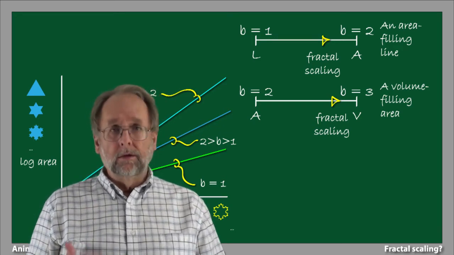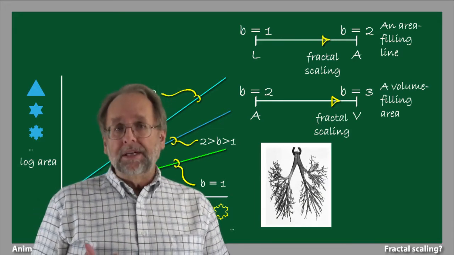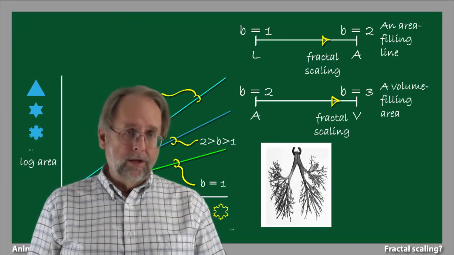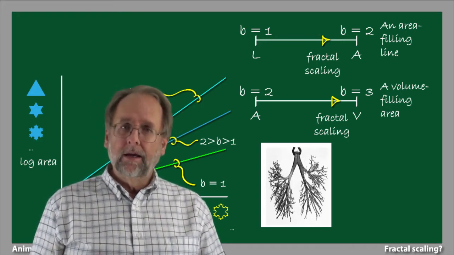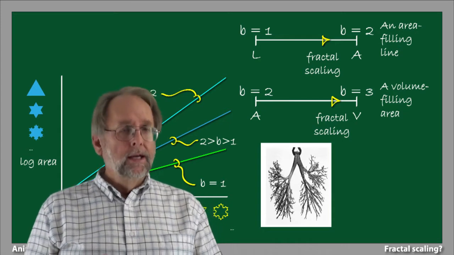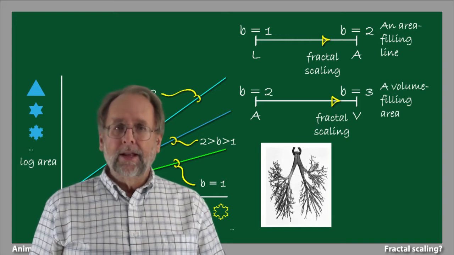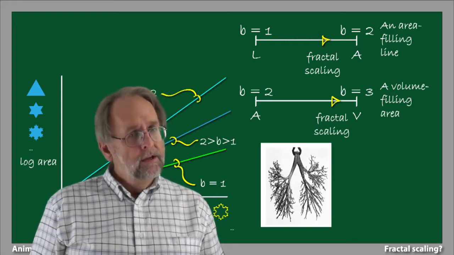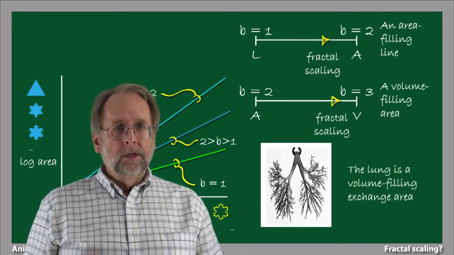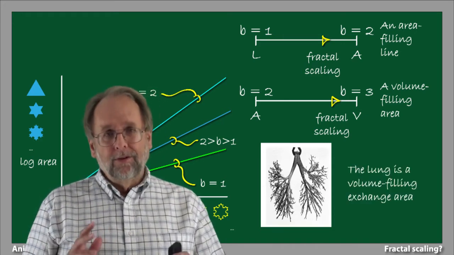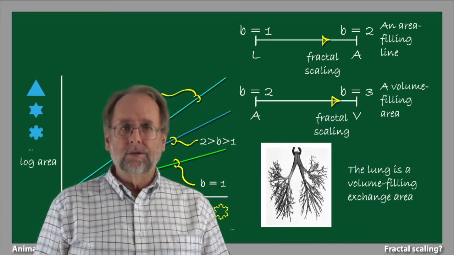Now, if we look at a lung, here's a photograph of a resin cast of the airways of a lung, we see that there seems to be fractal scaling going on here. The lung's airways divide into ever finer and ever more numerous passageways, each of them terminating in one of the several 100 million alveoli that serve as the exchange surfaces for respiratory gases across the lung. In other words, the lung surface area seems to be built to be a volume-filling surface area, just the kind of thing we would expect for a fractal scaling relationship.